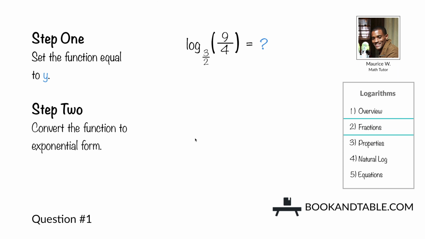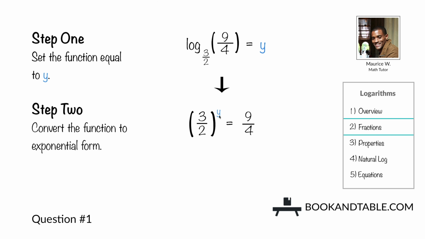Question number 1. We want to evaluate the log of base 3/2 of 9/4. When we have a base that is a fraction, the first step is to set the function equal to y. And now step 2, we want to convert the function to exponential form. So we take our base 3/2, raise it to a power of y, and set that equal to the argument 9/4.